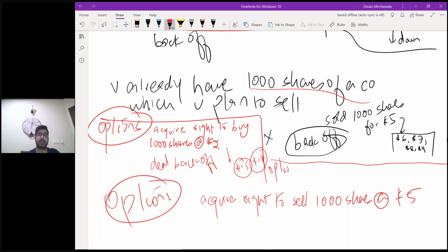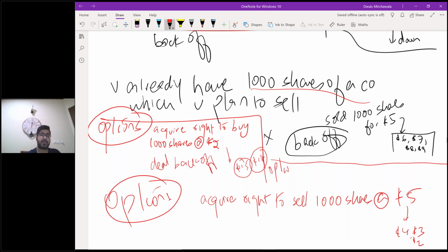If the price starts going down, 4, 3, 2, I have already acquired the right to sell 1,000 shares at $5. I will exercise my right and sell shares at $5, because the prices have started going down. I already got a right to sell shares at 5. The prices are going down, so I will exercise my right and sell shares at 5.